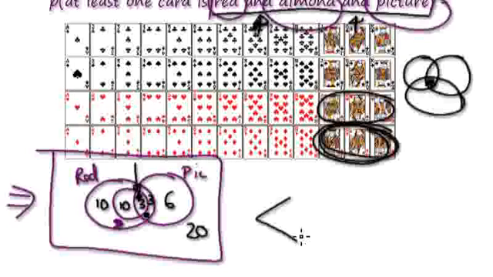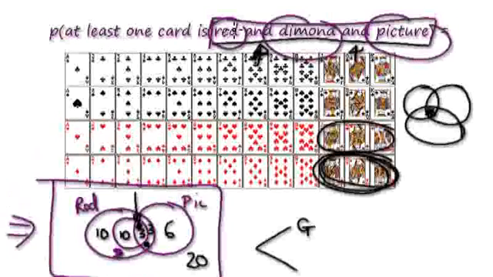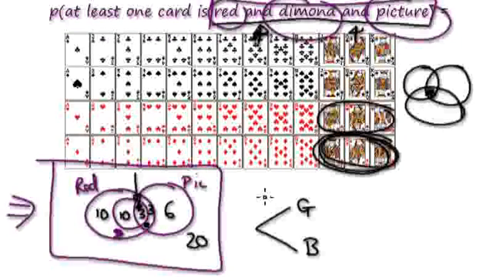So two cards would be like this. Let's define good as being red and diamond and picture. So the probability of good would be, it has to come from this segment here. That would be 3 out of 52. This one must be 49 out of 52.